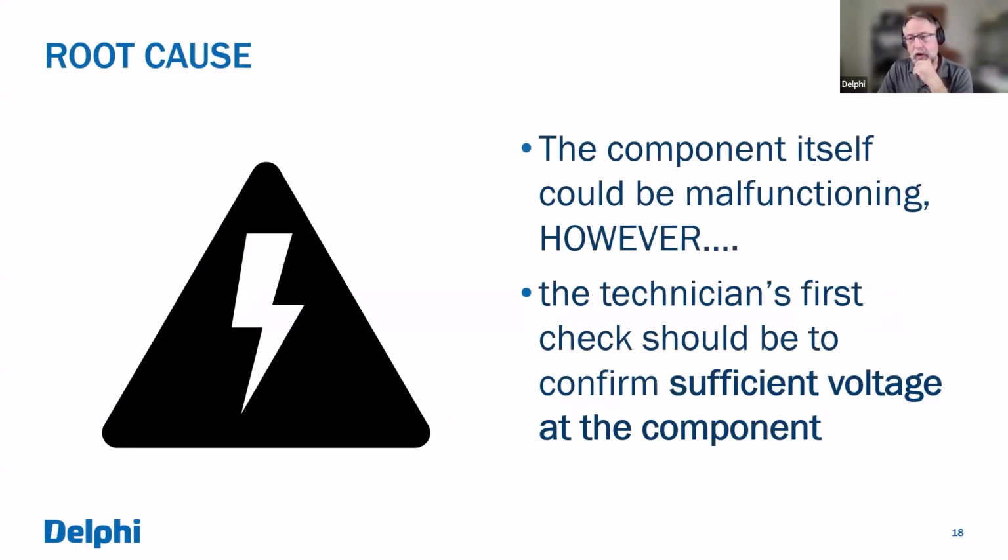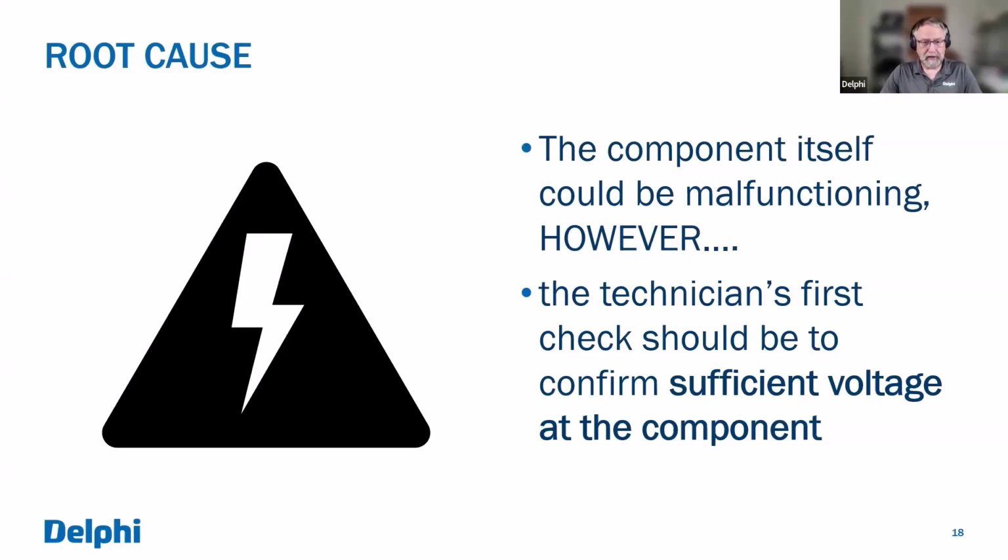Now, there are folks who are tempted, and sometimes they're right, to replace a component, assuming that the component is the failure. A slow motor, for instance: the motor is turning slow, must be a bad motor. Let's change out the motor. Maybe they're right. However, if they're wrong, that could be a very expensive mistake. We need to give the component the benefit of the doubt.